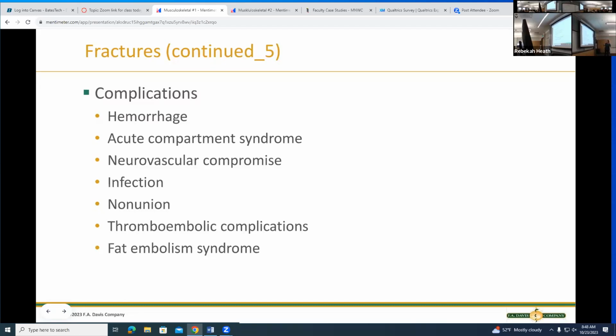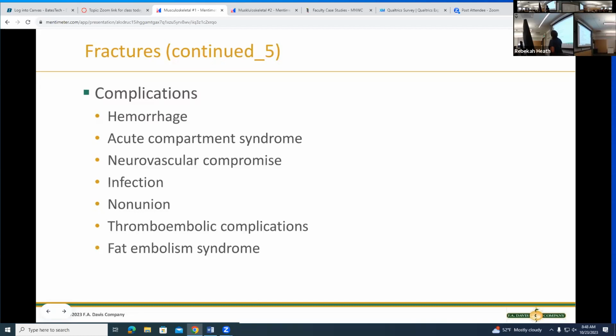You might have infection. What's non-union? Yeah, so when we realign the bones, we want them to heal back together. There's a possibility they might not do that. And if somebody's bones are not healing and aligning and growing back together, that's called non-union.